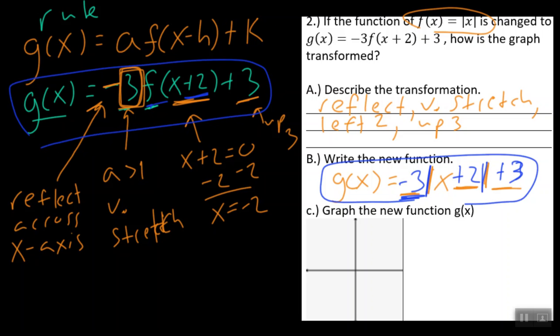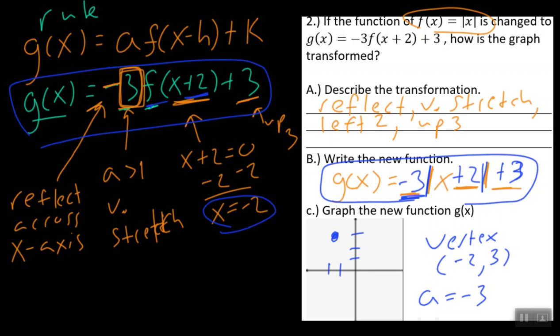Now from here, we should know everything we need. We should know that our vertex is at, remember our x value is negative 2, comma, positive 3, and our a value is equal to negative 3. So let's go to our vertex, negative 2, comma 3. I go to the left 1, 2, I go up 1, 2, 3, and there's my vertex. I know that due to that negative, this V shape is going to go down, and the 3 is greater than 1, so I should expect a narrower or skinnier graph as it is vertically stretched.